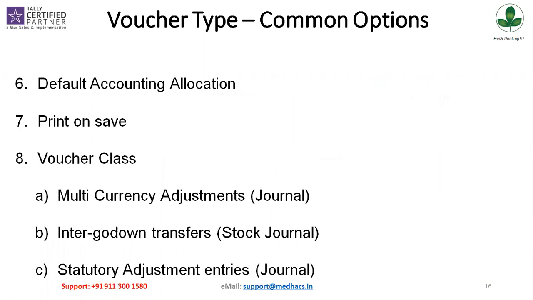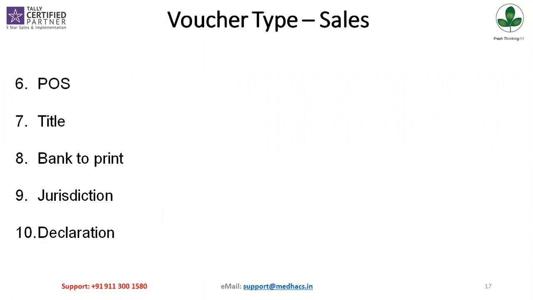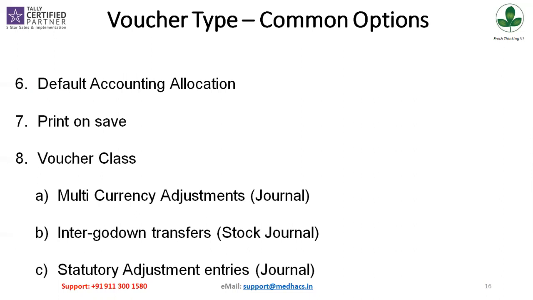So yesterday we closed at print on save. Today we'll look at the voucher class: how we could create the voucher class, and what are all the additional things that you could do in voucher class. Then we'll also look at point of sale. If there is retail billing, point of sale has to be done. How we could do that, how we could add the titles, how you could add bank details in your invoice, how you could add jurisdictions, declarations, number of copies, various things that we'll look at. So first let us start with voucher class.